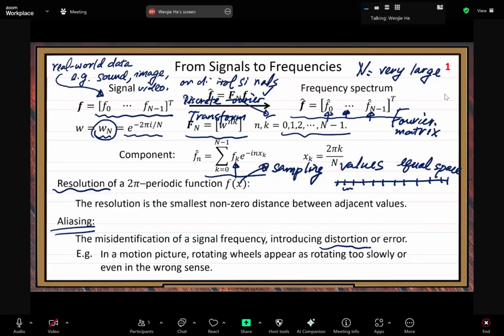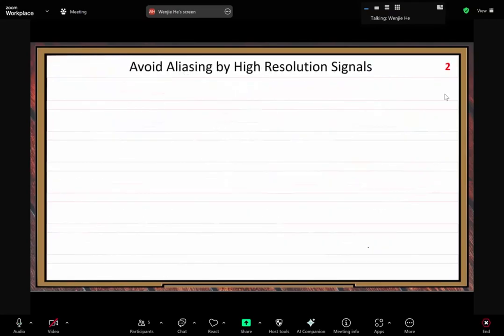All right. Simply too few points. So you need to make your resolution denser, smaller. More sampling points should be selected. Avoid aliasing by high resolution signals.